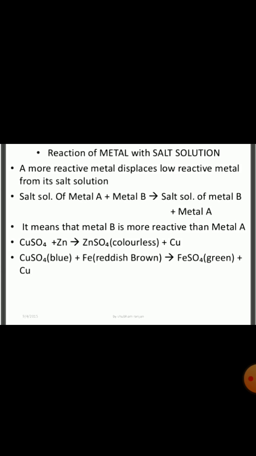For example, copper sulfate solution reacts with zinc metal, it gives zinc sulfate and copper. Similarly, when copper sulfate, the blue colored solution, reacts with iron, it forms iron sulfate and copper.